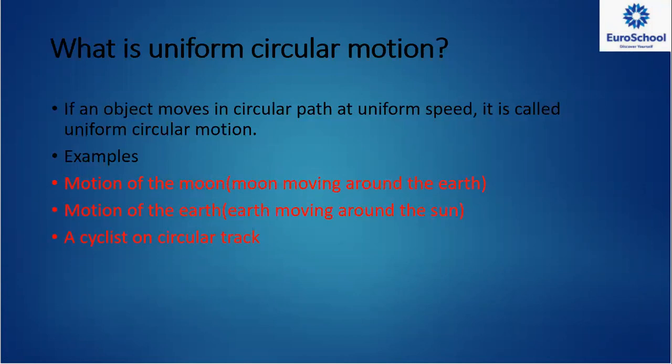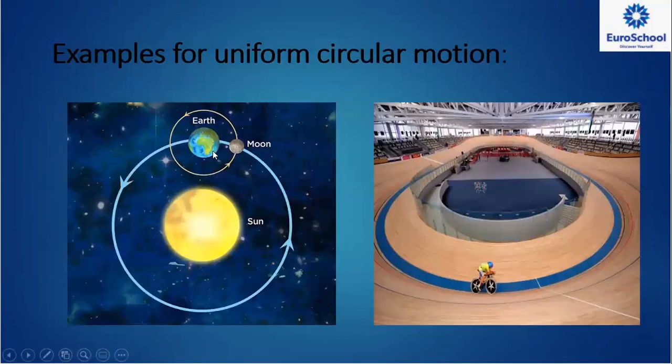Examples: motion of the moon moving around the earth. If you observe here, the moon is moving around the earth. Yes, so the moon is moving in a circular path around the earth. So we can say here that the moon is in circular motion. In the same way, if you observe here, Earth is moving in a circular path around the sun. It is moving in a circle around the sun. So now we can say that Earth is in circular motion around the sun.